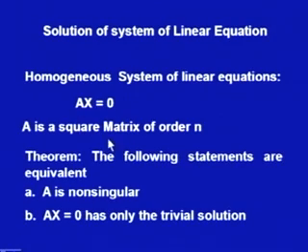To solve this system, we first develop a theorem according to which the following two statements are equivalent. First statement says that A is non-singular and second says that Ax = 0 has only the trivial solution. By this I mean to say that if A is non-singular, then Ax = 0 has only the trivial solution, or if Ax = 0 has only the trivial solution, then A is non-singular. So, let us first prove this result.